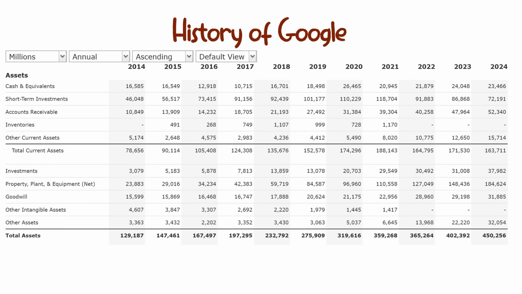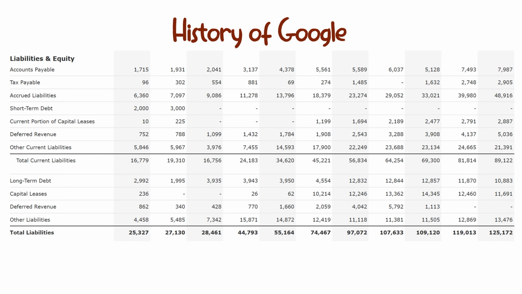Let's look at Alphabet over the last 10 years. Their cash position grew from $62 billion in 2014 to over $95 billion today. Total assets exploded from $129 billion to $450 billion. This shows consistent financial strengthening. Now their liabilities also grew from $25.3 billion to $125.1 billion. Is that bad? Not if assets are also growing, which they are.